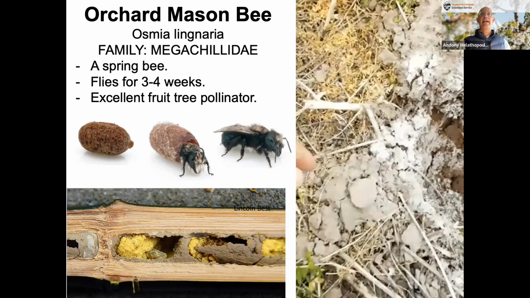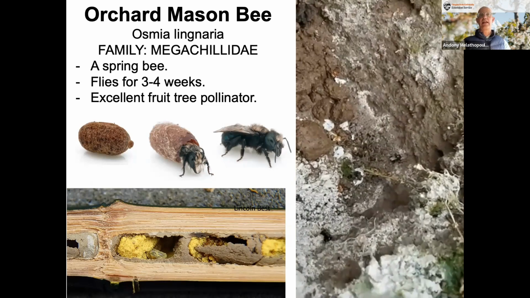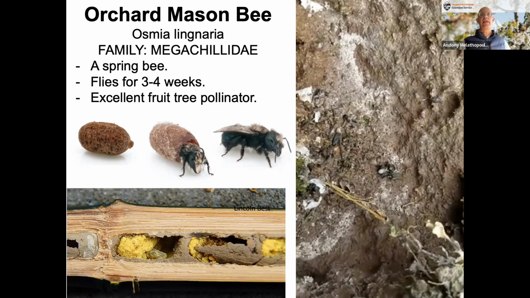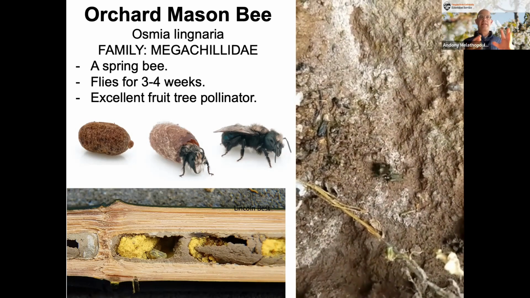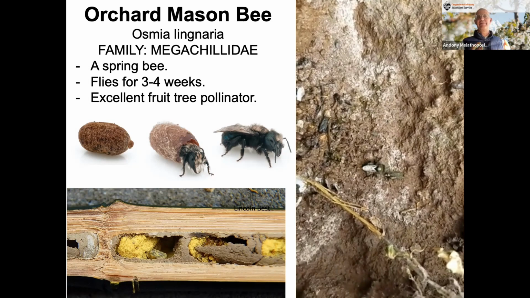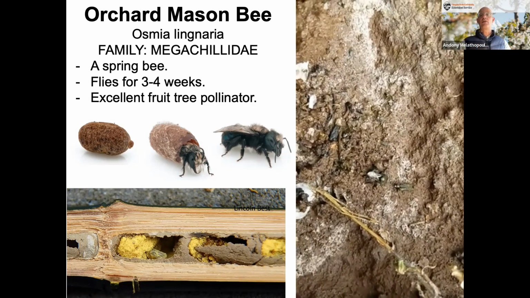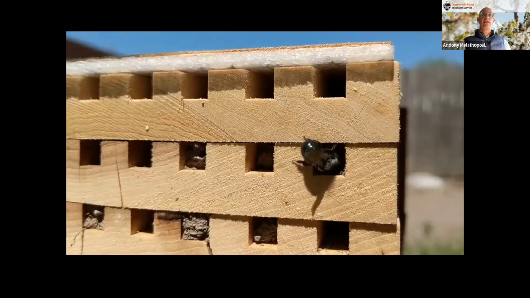There they go. And you can actually buy these cocoons from suppliers to start the nests. They're about $1 to 50 cents a piece, and they are great pollinators of anything in the rose family.